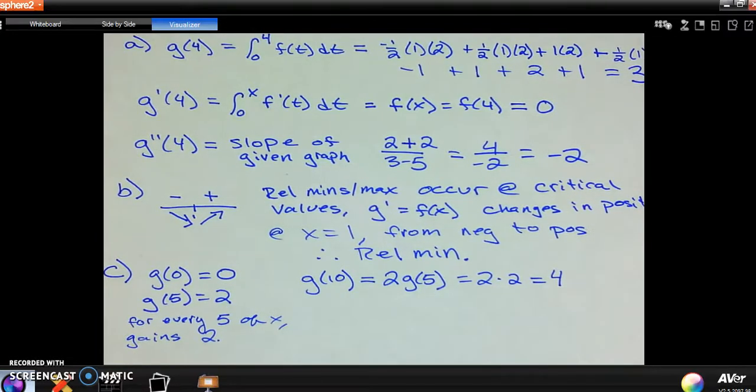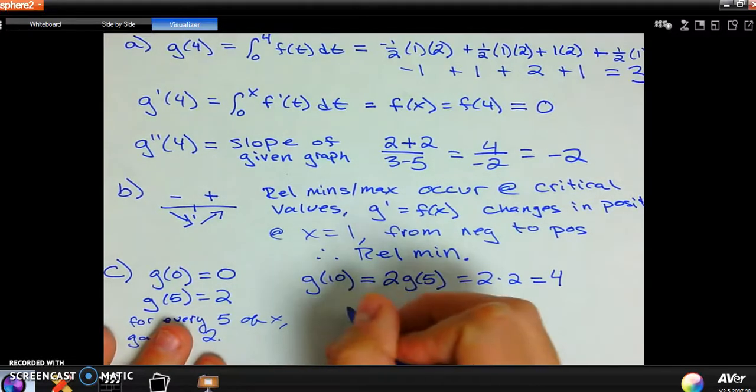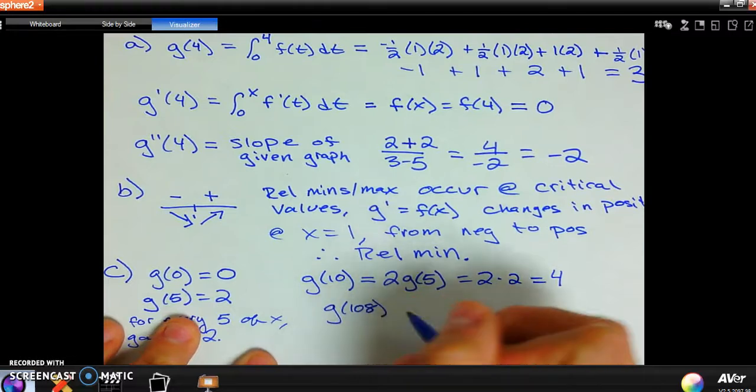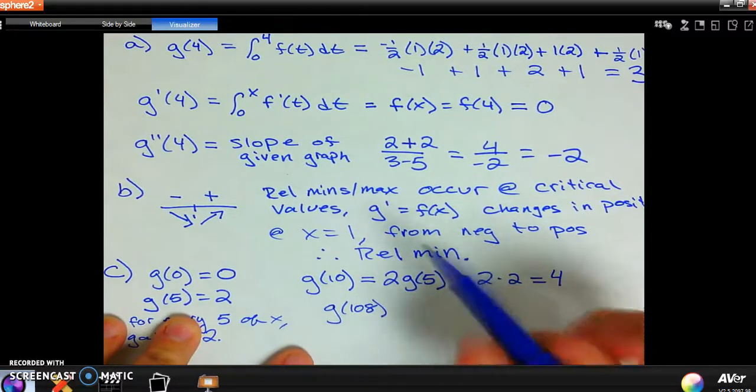And now it's saying, find g of 10, check. So that would give me a point out of the 4 for part C. Now it says write the equation of the tangent line to the graph at 108. Well, the first thing you need to realize is that g of 108 is going to be the integration from 0 to 108.